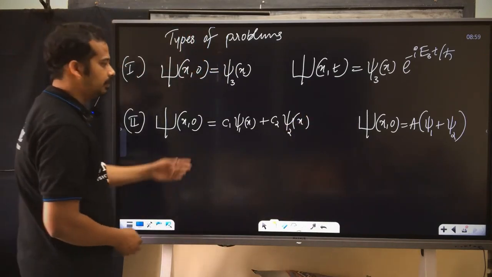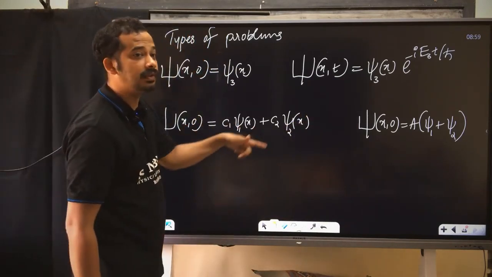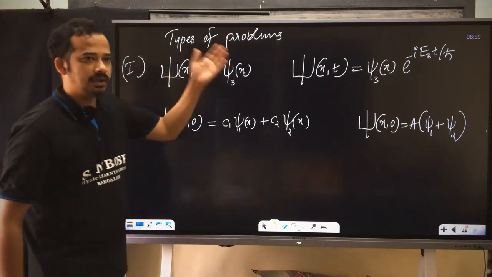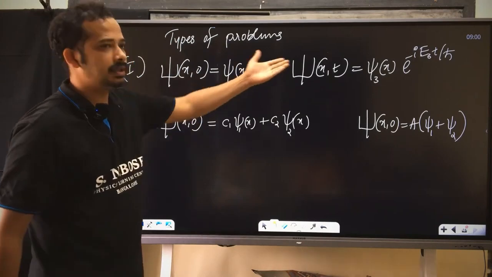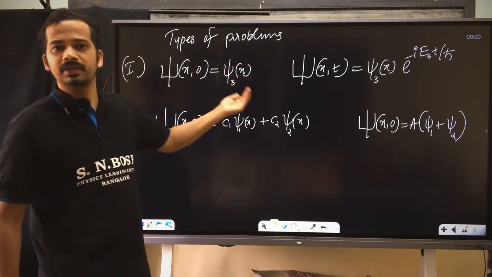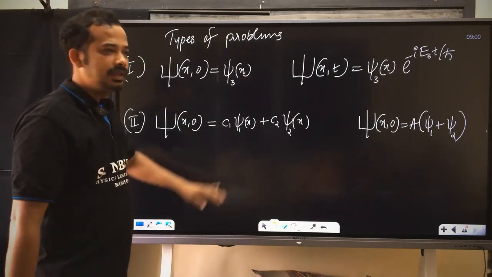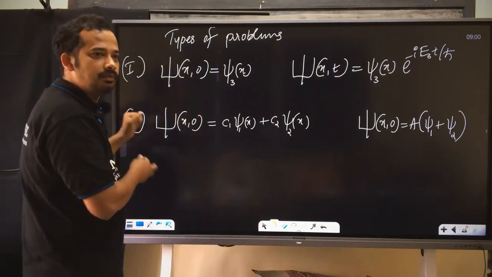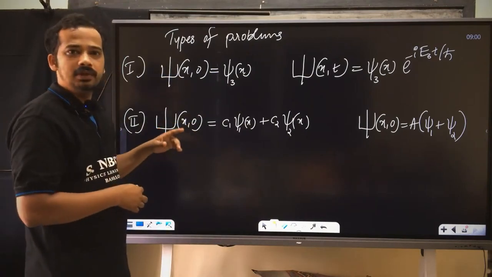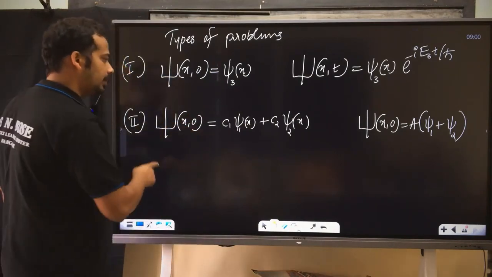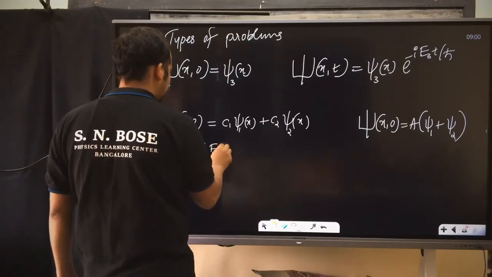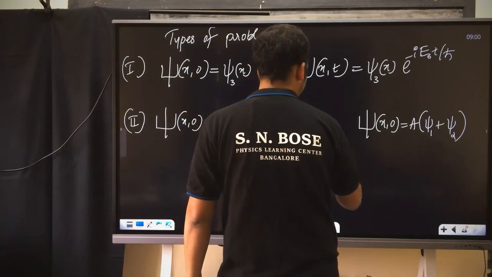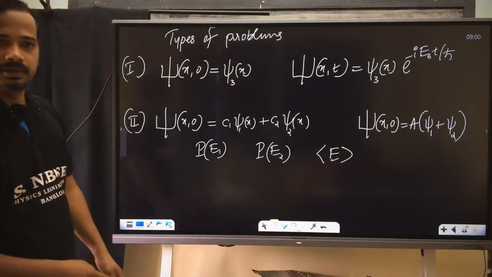And finding the time evolution. Or here they will start asking what is the probability of energy measurement, what is the average energy? In the previous case, the probability of energy measurement is E3, we know that one, and the average energy is E3. That's why they don't ask that kind of question there. There they will ask about probability, average value of position, average value of momentum. But here they will ask what is the probability of getting E1, the probability of getting E2, and what is the average energy.